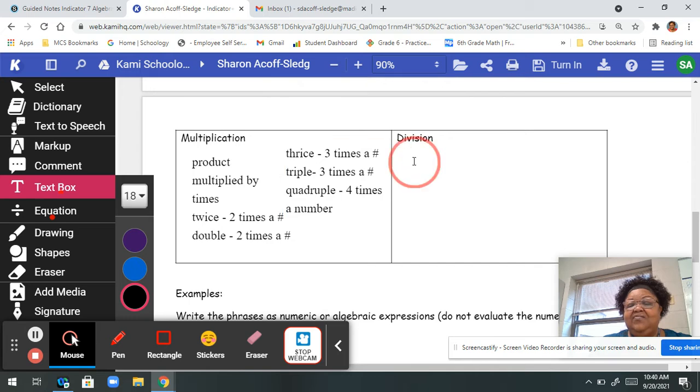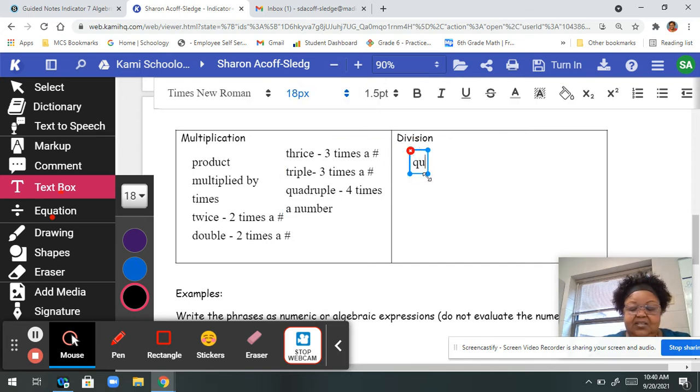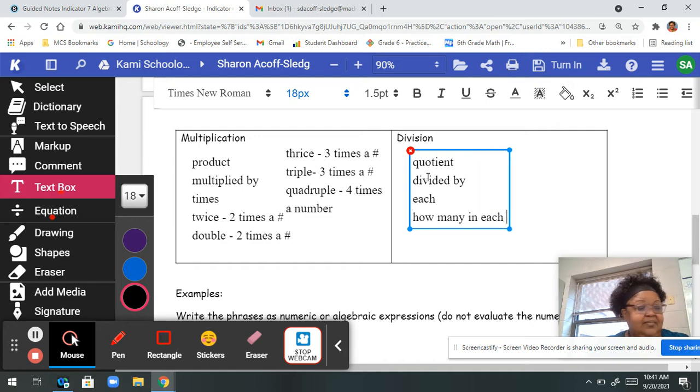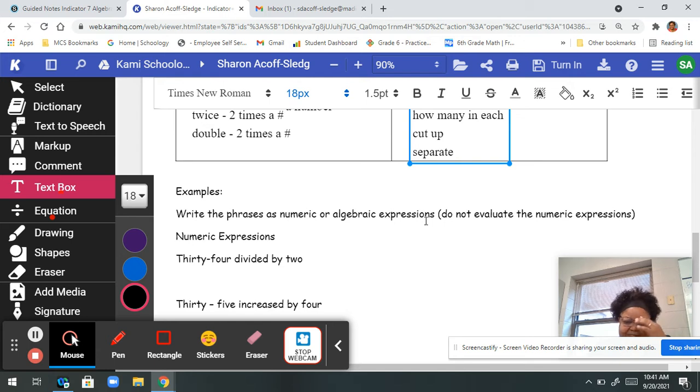And then division finally. Let's do division. So we said quotient already. Divided by, of course, that would let us know to divide. If we say each, we may have to divide something, or how many in each. Cut up, that's division, like you cut up something into pieces, or separate, those would mean division. So those are some of the terms that we would use.